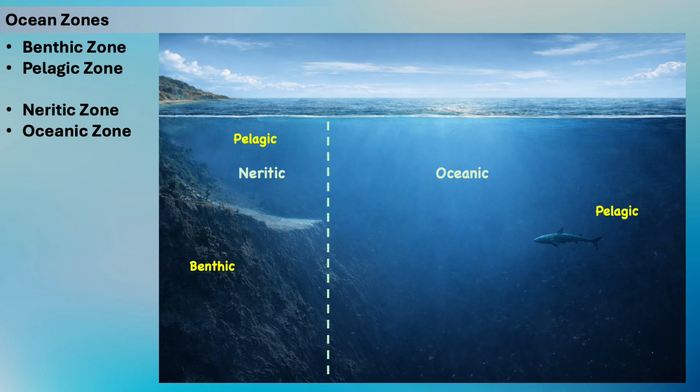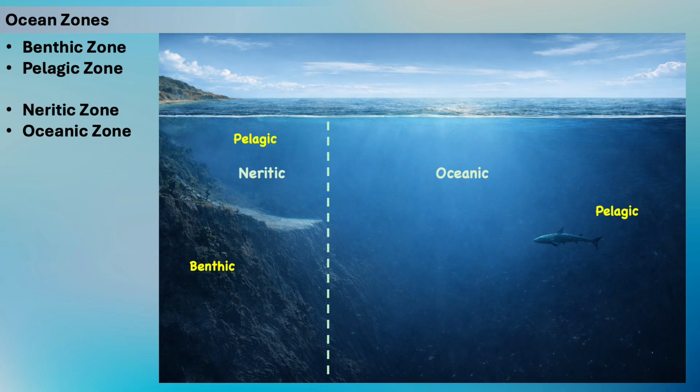In contrast, the pelagic zone refers to the open water above the seafloor. This includes all of the water column, from the surface down to just above the bottom. Importantly, pelagic does not mean deep. It simply means not on the bottom.